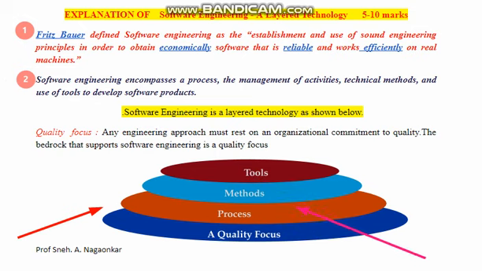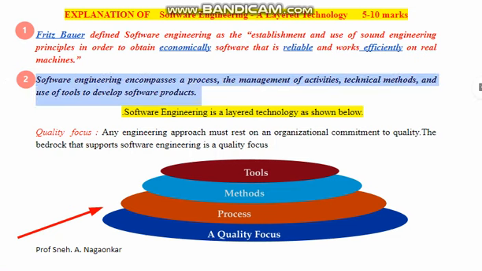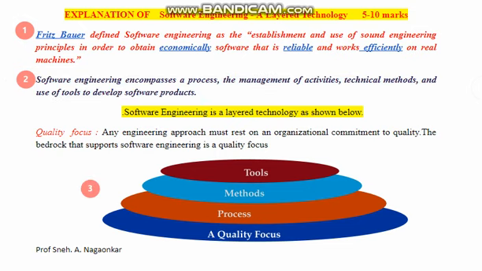Why is software engineering a layered technology? Because during the development of software, we have to undergo so many activities. Let us see them one by one. Before going to that, let me tell you that software engineering encompasses a process, the management of activities, technical methods, and use of tools to develop the software product.